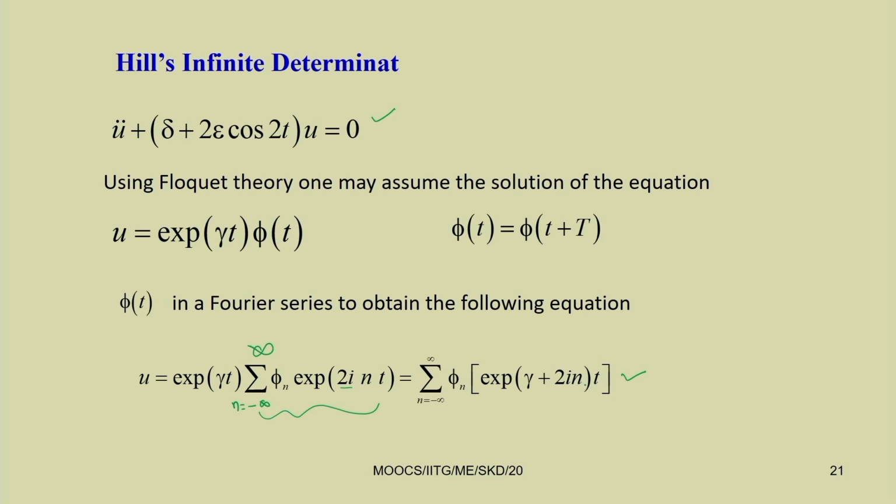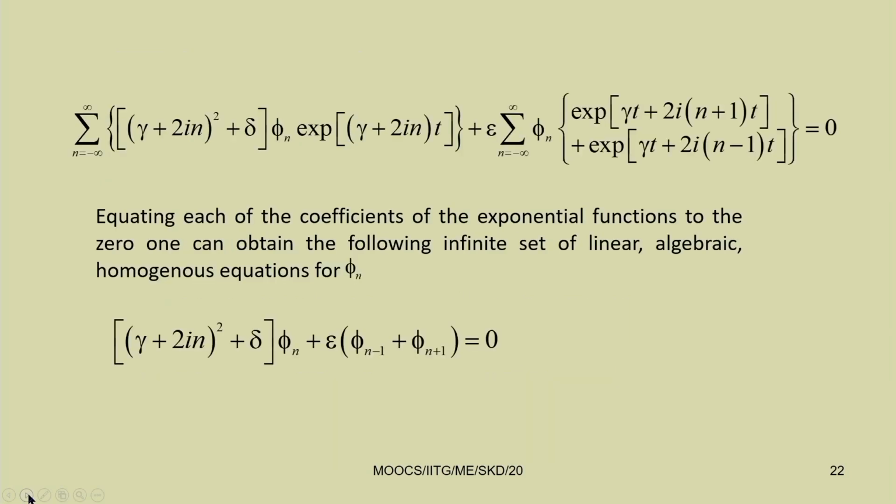So, twice you are differentiating. So, it will be (gamma plus 2 i n) whole square into the same term. Now you just substitute it in this original equation. So, you got this one: summation n equal to minus infinity to infinity. This is the square term due to differentiation, (gamma plus 2 i n) whole square, plus another term, delta u n.